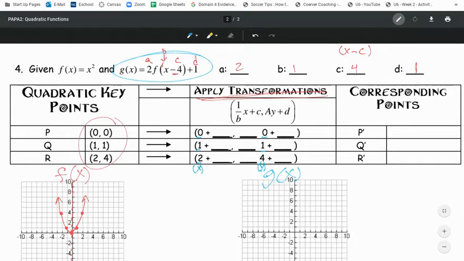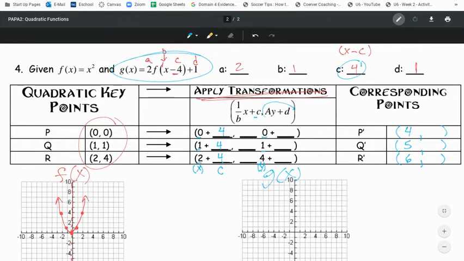Then it tells us that we can multiply 1 over b times x, which there's no b because it's 1, so that's not going to affect anything. But then we add c. So all these numbers right here in this column are going to be c. So then we take c, which is 4, and we add c to all the original x values. Okay, so over here is what we're going to write there. So 0 plus 4 is 4. 1 plus 4 is 5. 2 plus 4 is 6.